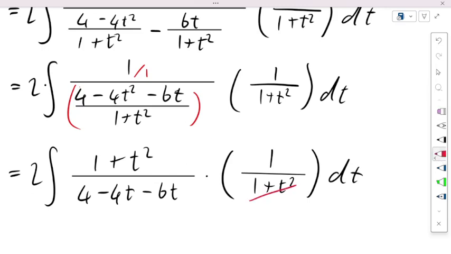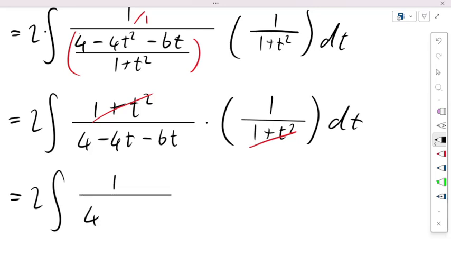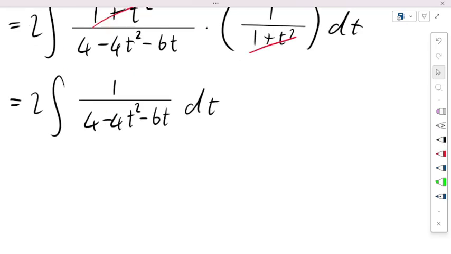Well, the 1 plus t squares can cancel, and then we are left with the following. We are left with this being equal to 2 multiplied by the integral of 1 divided by 4 minus 4t minus 6t dt. Whoa, and then I think there was a square somewhere here. Whoa, that sneaky little square, that looked a bit weird for a moment. So that's what we have so far. Okay.